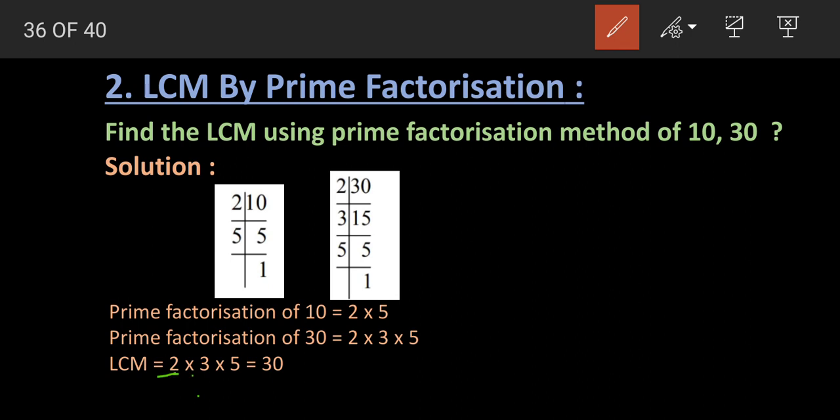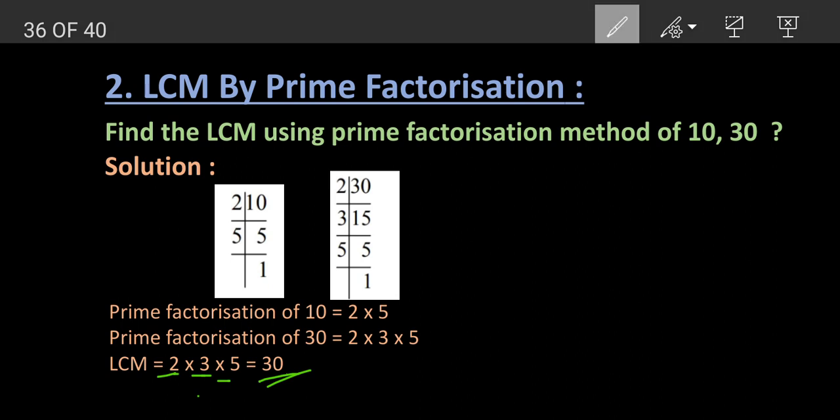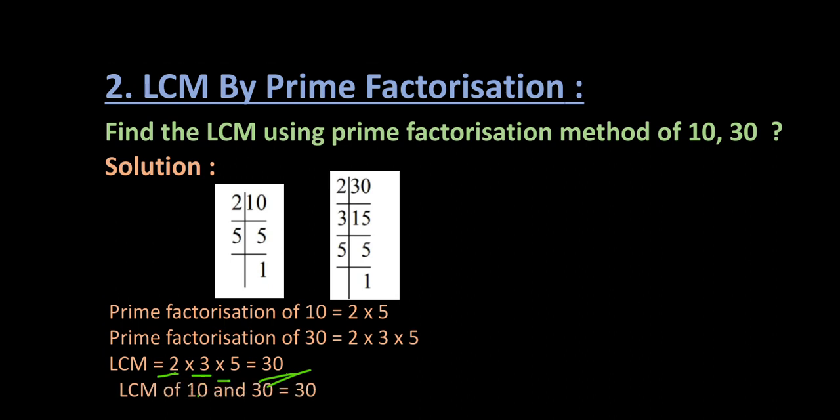So here 2 multiplied by 3 multiplied by 5 equals, we are getting 30. 2 threes are 6, 6 fives are 30. So the LCM of this one is 30. Now come to the next method, that is LCM by the long division method.